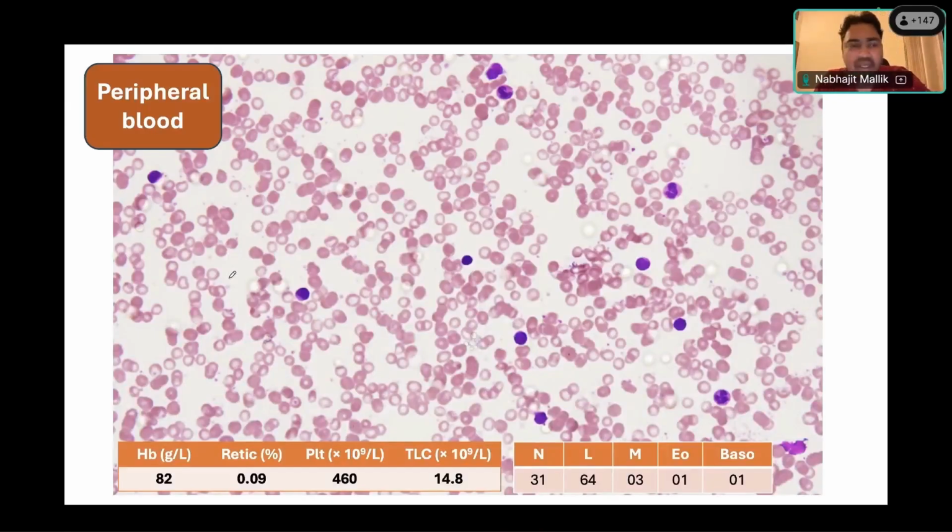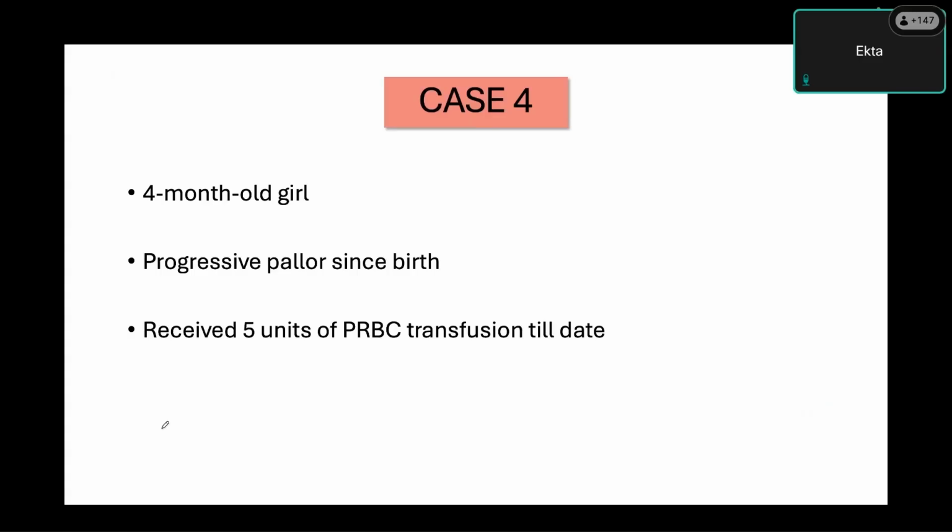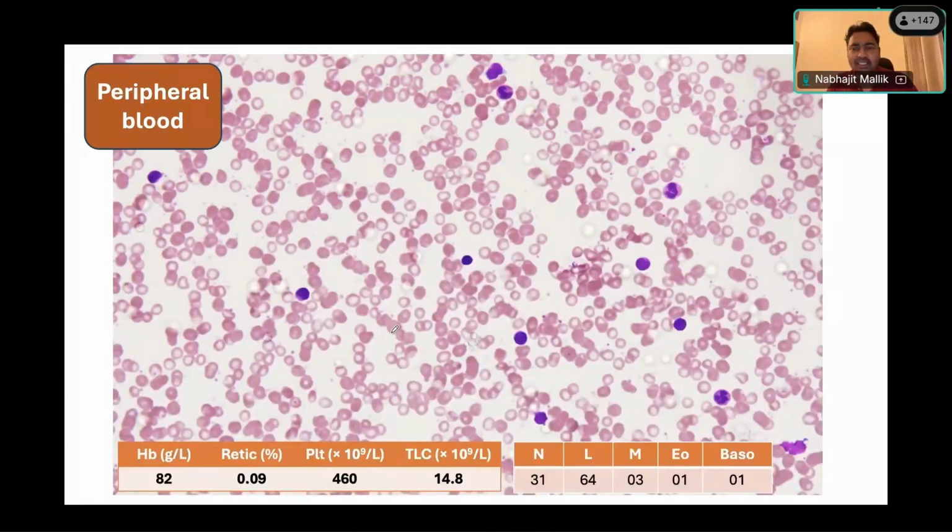So Ekta, can you tell me, do you find anything abnormal in this peripheral blood? Yes, sir. Hemoglobin is very low. Very good. Hemoglobin is very low, which is commensurate with whatever we had here, right? Progressive pallor and receiving transfusions. Anything else? And sir, the platelet is normal. Very good. TLC is also normal, this will be normal for a 4-month-old. Absolutely, you're right.